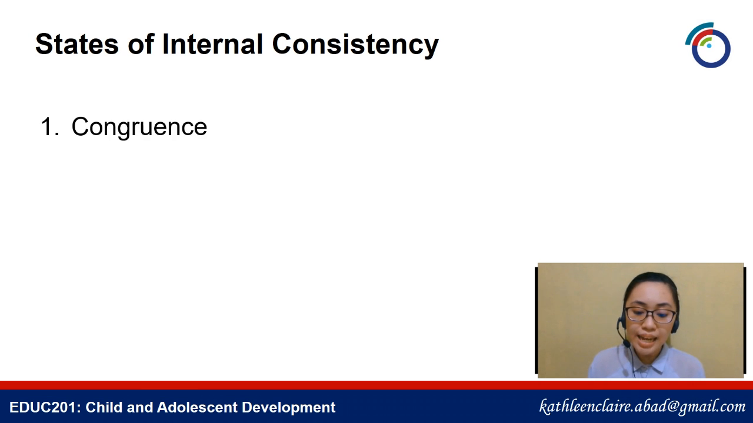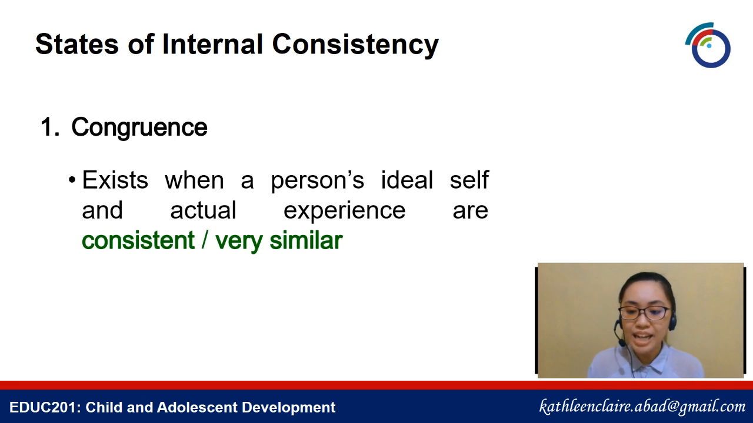Okay? So, now we move on to the states of internal consistency. So, meron tayong congruence and incongruence. So, congruence exists when a person's ideal self and actual experience or yung kanyang self-image are consistent or very similar. Kumbaga, yung pananaw mo sa sarili mo at yung gusto mong marating is almost the same, okay? Or kumbaga, you are getting there. But we have to remember, of course, that a total state of congruence is very rare. Yung ibig sabihin, ito yung gusto mong maging. Nandito ka din. Okay? Yung actual state of being mo is nandun din sa ideal state mo. That is very rare or possible na hindi siya talaga mangyayari. Kasi, again, no one's perfect.